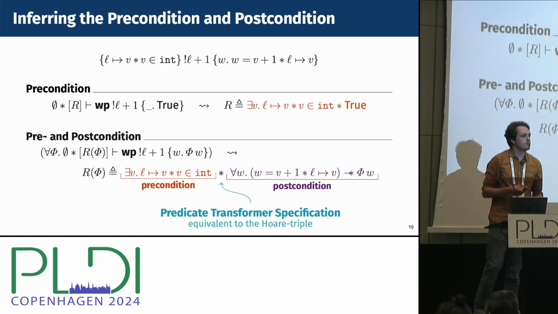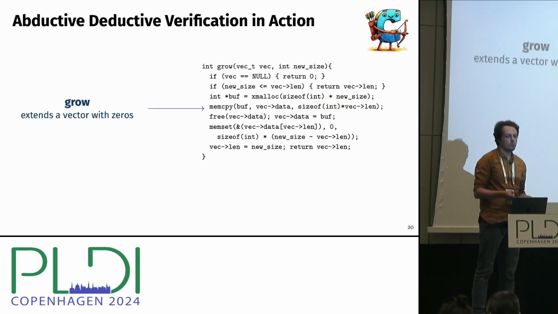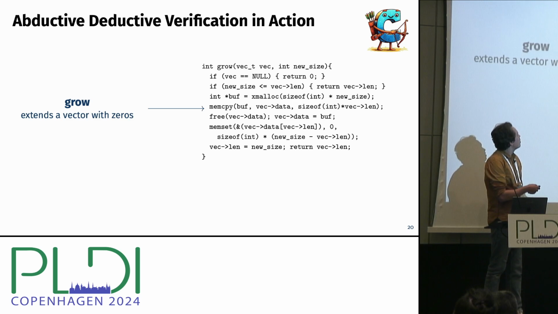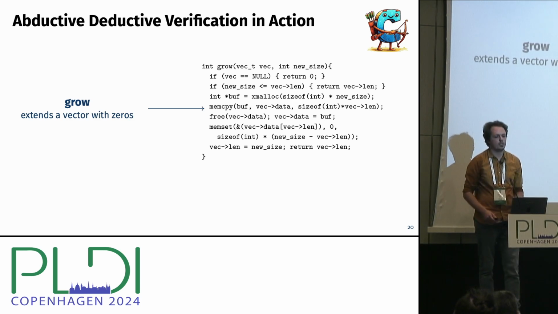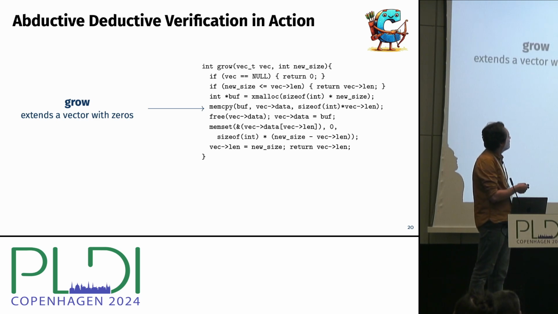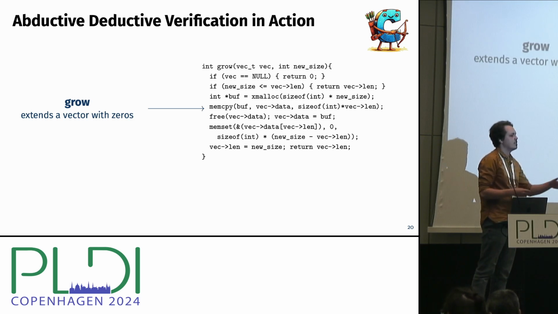So now that I've explained the basic idea, let's see what this can do if you scale it up a little. And to do that, I've brought along the grow function of this vector data type. What the grow function does is, if the length that you want to grow the vector to is larger than its current length, it extends the vector with a bunch of zeros.